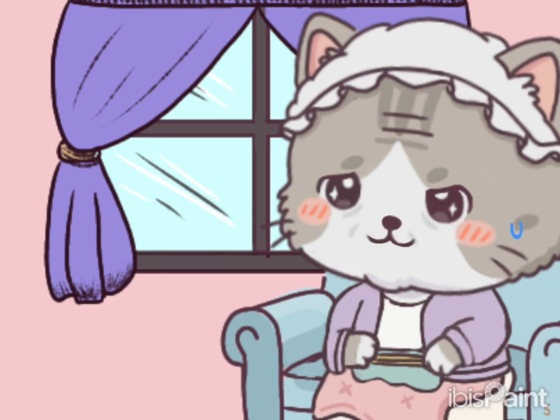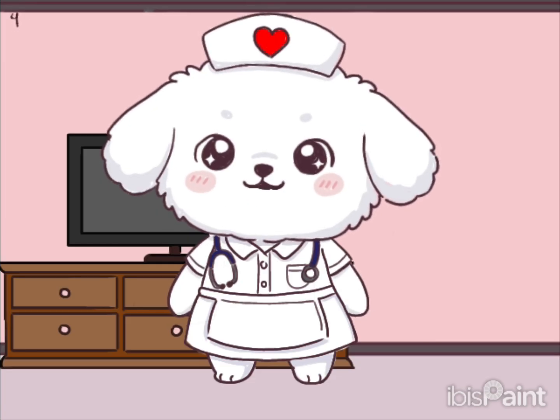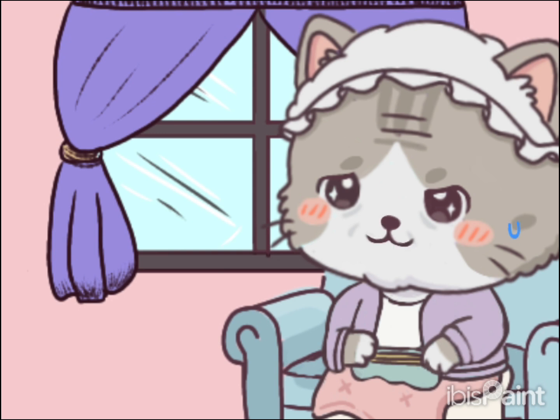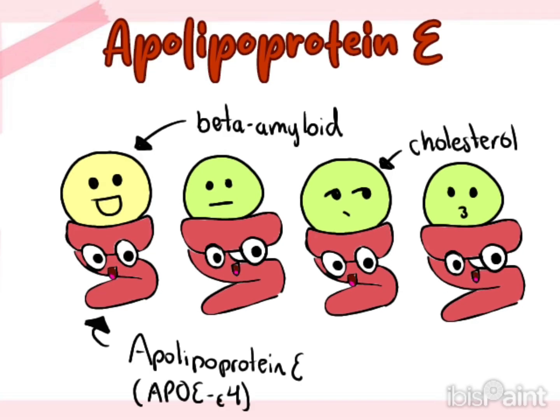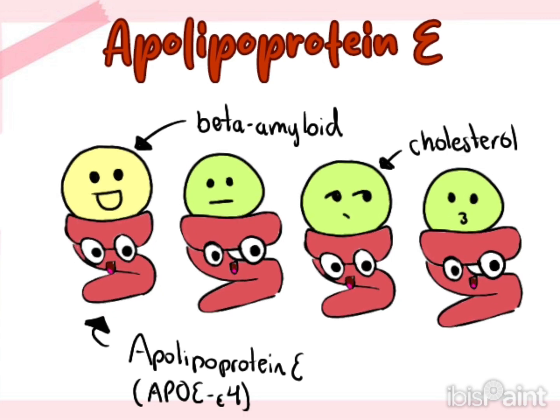Yes, it can be a slow and silent process. And then there's one of the most famous risk genes, the apolipoprotein E4 allele, or APOE4. That one is hard to pronounce too. Apolipoprotein E normally helps carry cholesterol and clear beta amyloid from the brain. But the 4 variant is less efficient at cleaning, so amyloid accumulates faster.